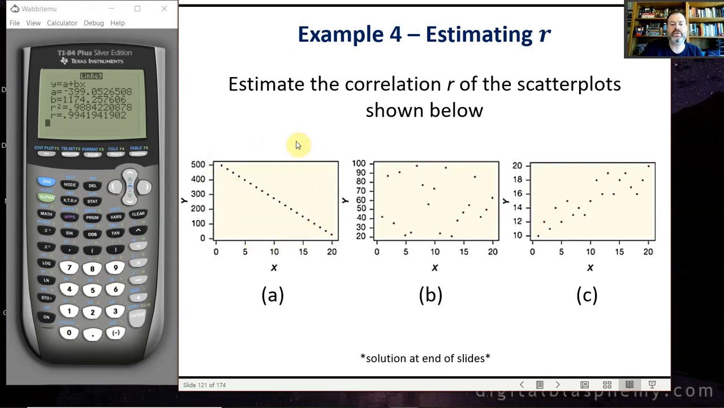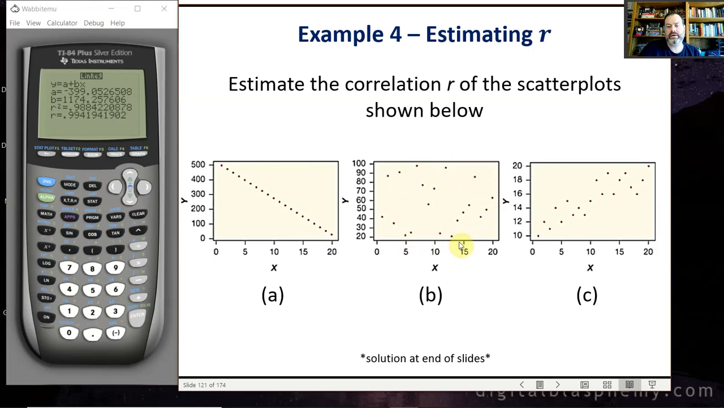So what do you think the correlation is here? Well, do you see a straight line trend? Yes. Is it positive or negative? Negative. That means it's going to be close to -1. Does it look like this is a perfect straight line? It does. So this correlation is exactly -1. So you can't get a better correlation than this.